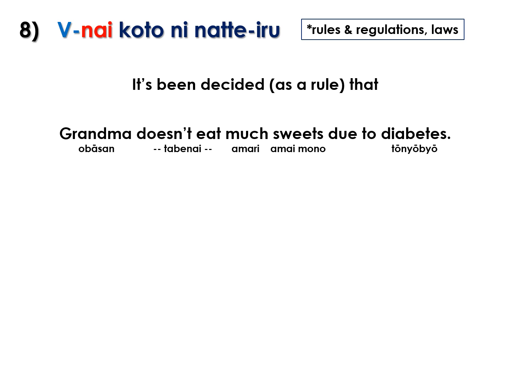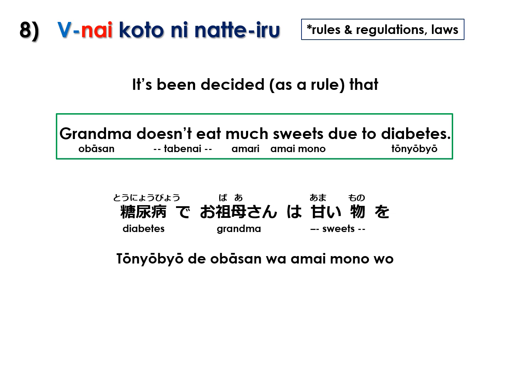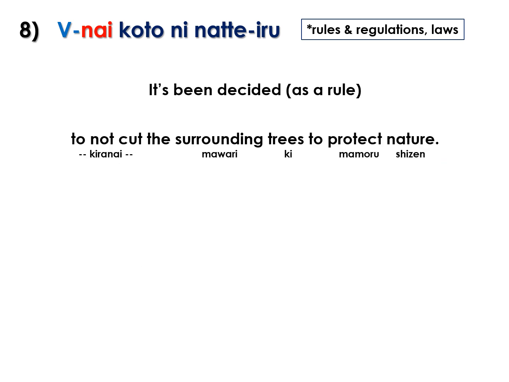It's been decided as a rule that grandma doesn't eat much sweets due to her diabetes. We nominalize grandma doesn't eat much sweets due to diabetes. In Japanese, 糖尿病でおばあさんは甘いものを食べないことになっています。 Our last example, it's been decided as a rule to not cut the surrounding trees to protect nature.